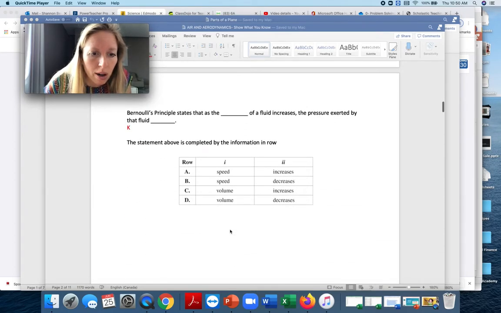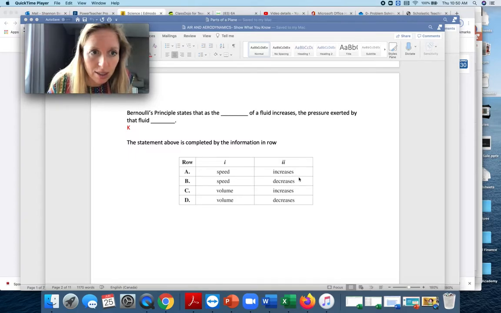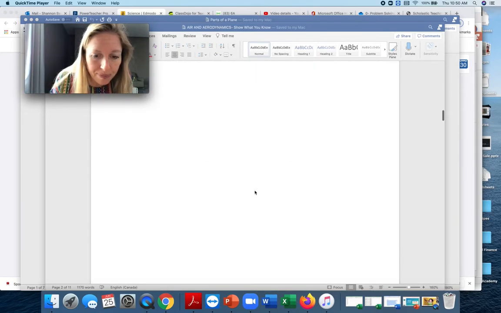Okay, number 4. Bernoulli's principle states that as the speed of a fluid increases, the pressure exerted will decrease. Fast moving air, low air pressure; still air has higher air pressure. So the answer should be B for that one.